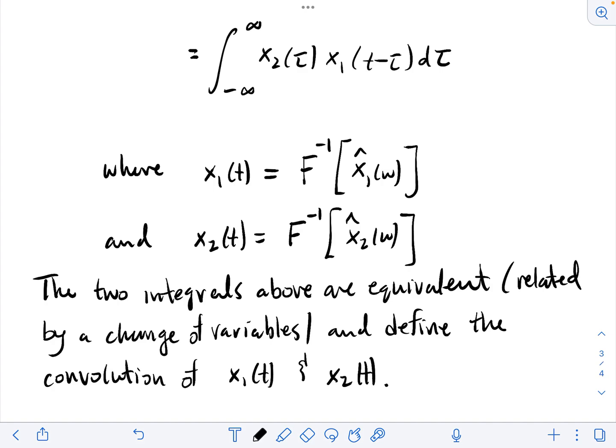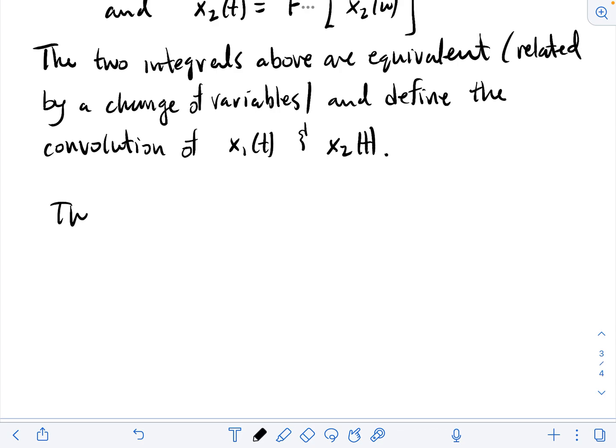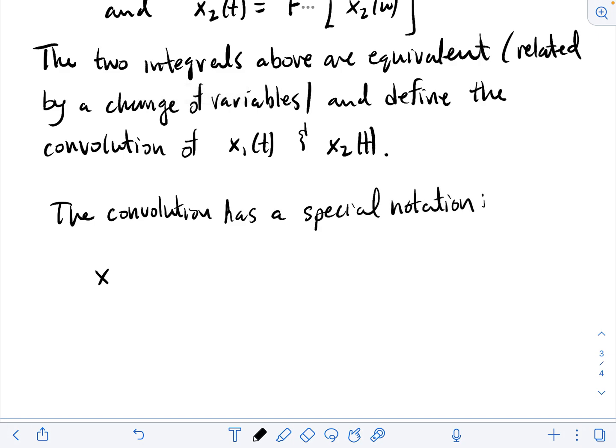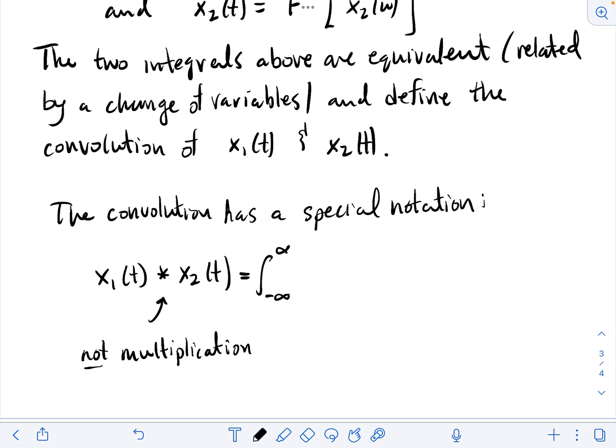Okay, and so there's been a special notation created for convolutions, and I want to show you what that is. The convolution has a special notation, and it looks like this. x1 of t star x2 of t would be read as the convolution of x1 and x2. Let's emphasize first off that this is not multiplication. It's just a shorthand notation for the integrals that were written above. It's x1 of tau times x2 of t minus tau integrated over tau, which is equivalent to x2 of tau times x1 of t minus tau integrated over tau.